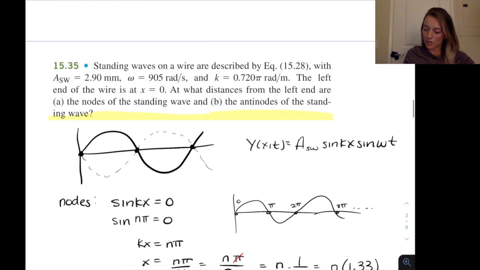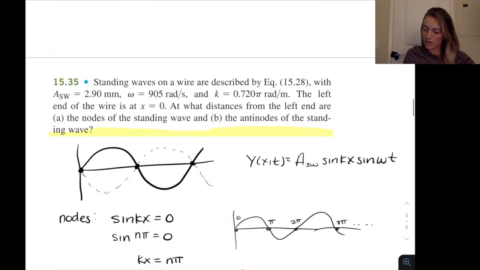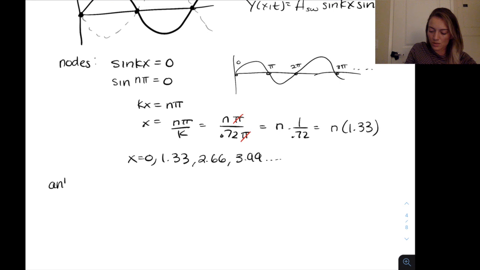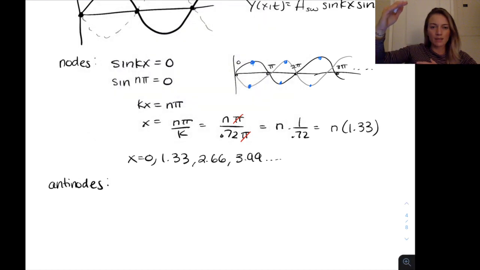Now it also wants to know the antinodes as well. We want to find the location of the antinodes. So for the antinodes, we want it to be either at a maximum, or remember we have a standing wave, so we'll oscillate like that too. So it either has to be at a maximum up here, or at a minimum down here. These are where the antinodes are. So the antinodes oscillate from the maximum amplitude all the way down to that minimum point. So for the antinodes, we want sine kx to be equal to plus or minus 1.